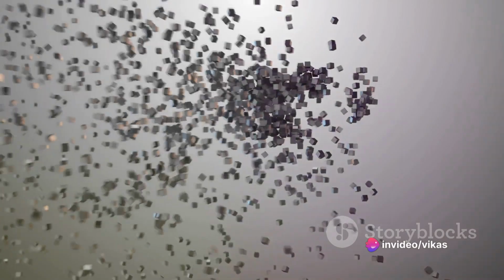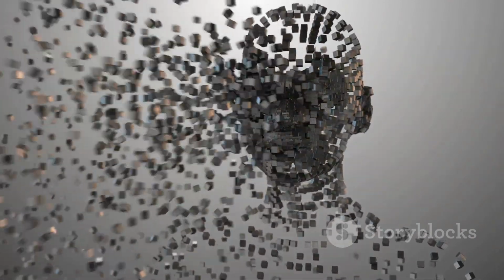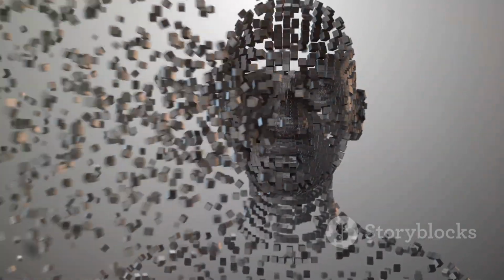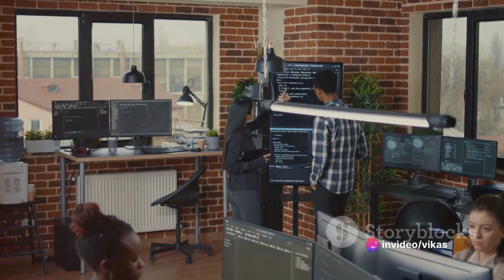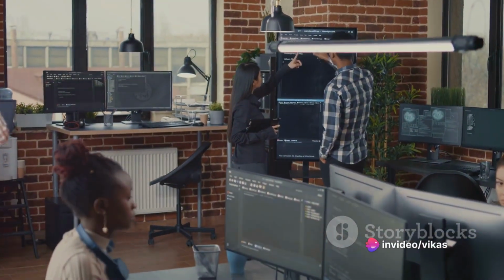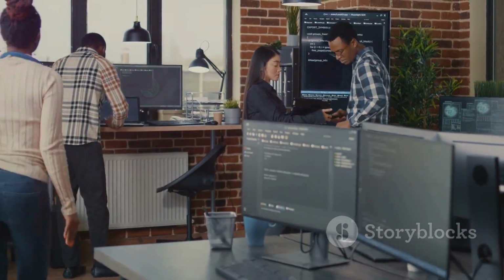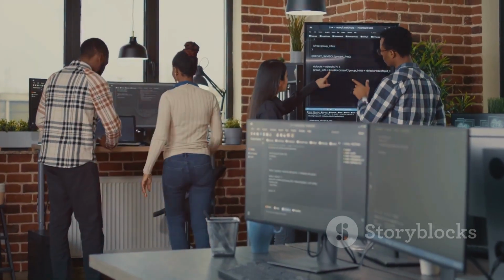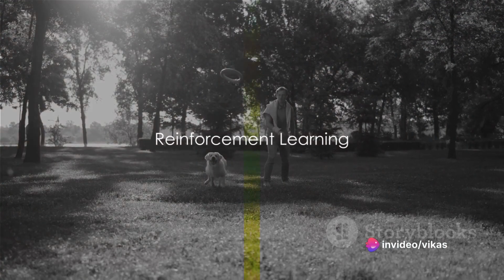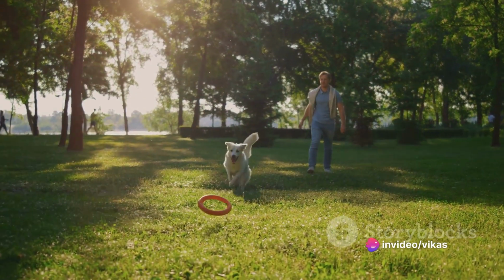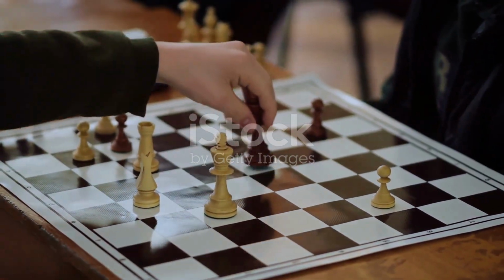Or consider a credit card company that uses unsupervised learning to identify unusual patterns or outliers that might indicate fraudulent activity. The system isn't told what fraud looks like. It learns to identify it based on patterns in the data. Unsupervised learning is like a curious child learning by itself. But what happens when learning requires a reward system? Imagine training a dog to fetch. You reward the dog each time it fetches correctly. This reward-based learning is similar to reinforcement learning.